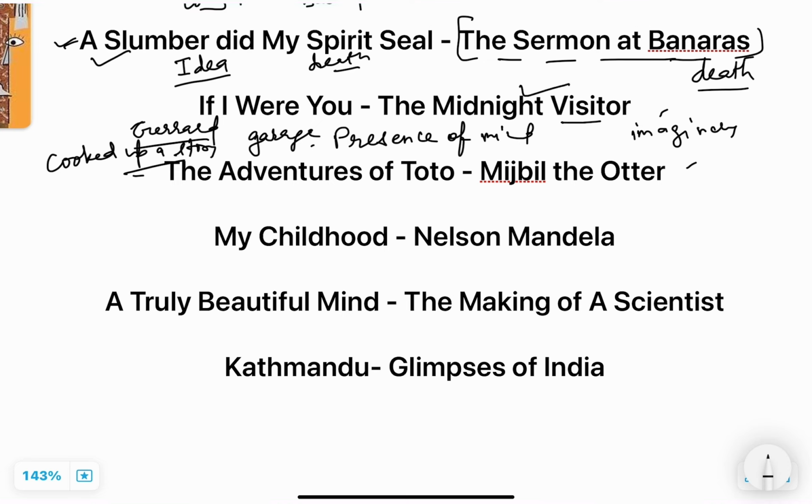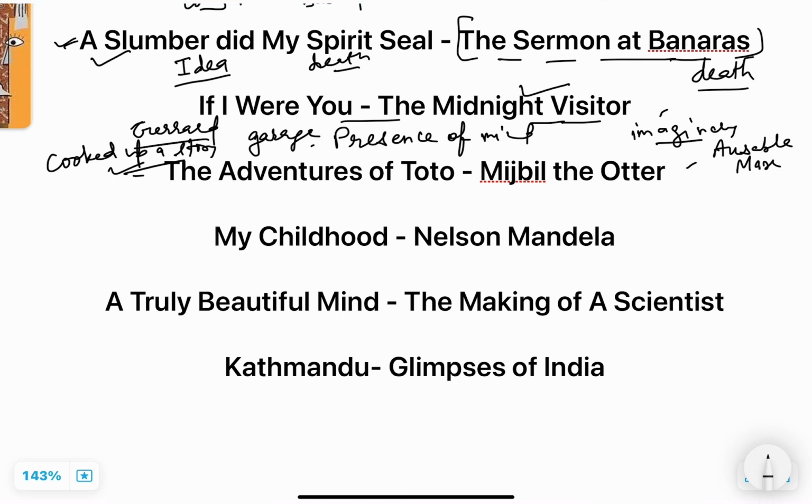In the chapter The Midnight Visitor, you will recall Jared, and you will see that the main character Ozable also cooked up a story about a balcony, which is imaginary. There is no balcony at all, but he cooks up a story and gets rid of Max. So Ozable is referring to Jared, and Max is the same as the intruder. You can correlate these two topics very well.